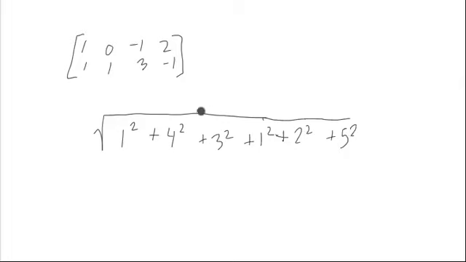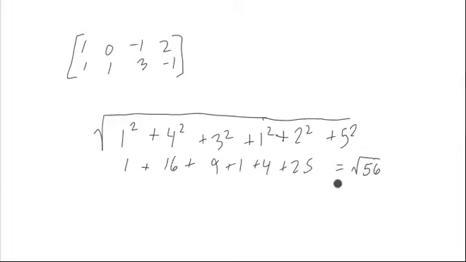Okay, so we find this, which we can compute as 1 plus 16 plus 9 plus 1 plus 4 plus 25. So we get what? 20 and 10, so 30, 31, and yeah, 56. Okay, so it looks like the square root of 56.